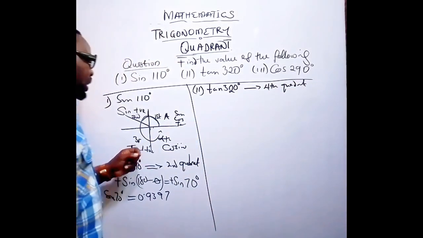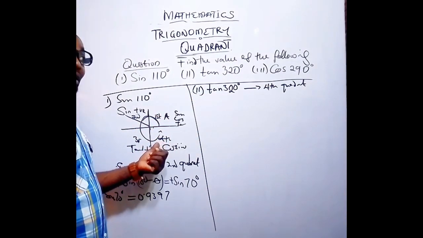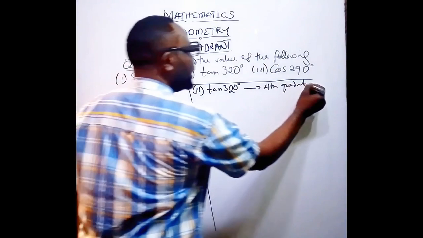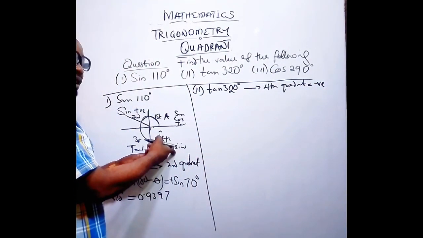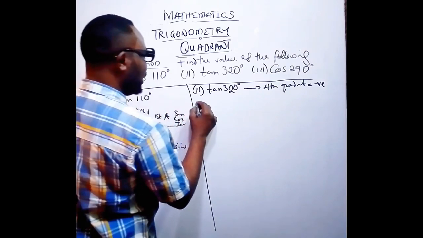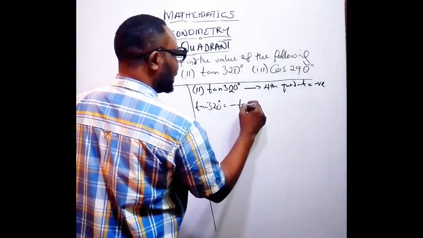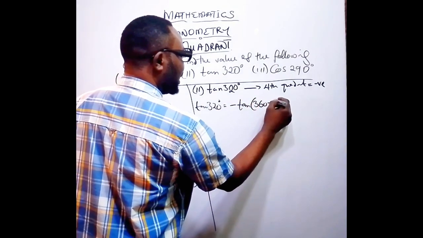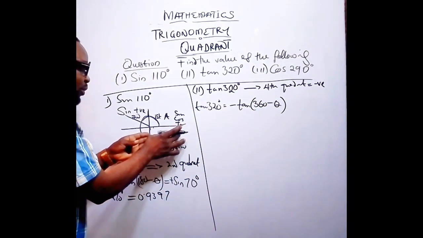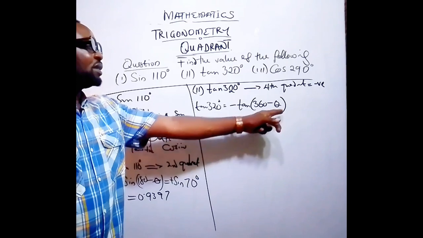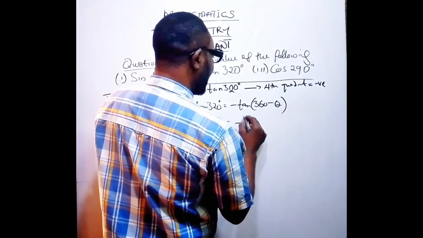So at the fourth quadrant, what is the sign tangent is going to have? It's going to have a negative value because only the cosine is having a positive value here. So now we are going to have tan 320 degree equal to minus tan of 360 minus theta. Any value that we are going to work on at the fourth quadrant will be 360 minus theta, which will be equal to minus tan.